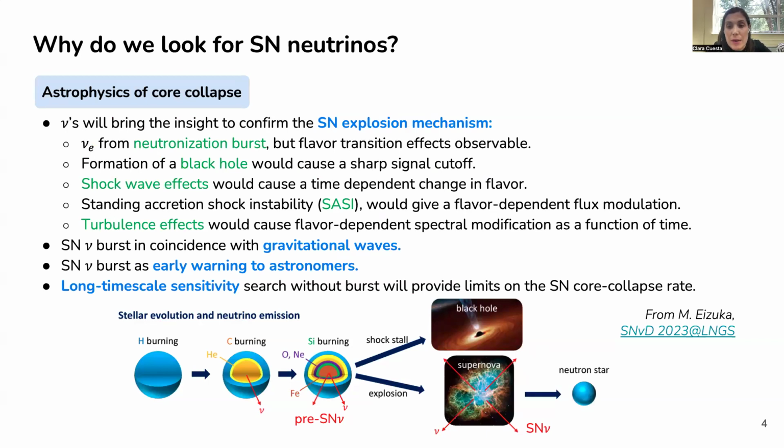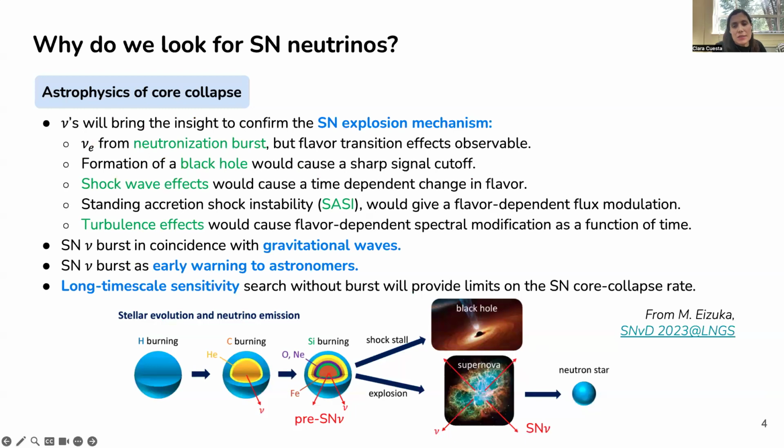The formation of a black hole could cause a sharp cutoff of the neutrino flux. Shock wave effects could cause a time-dependent change in flavor and in the spectral composition as the shock wave propagates. The standing accretion shock instabilities would give an oscillatory, flavor-dependent modulation of the flux. Turbulence effects could also cause flavor-dependent spectral modification as a function of time.